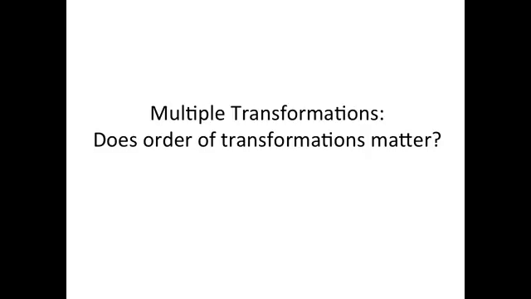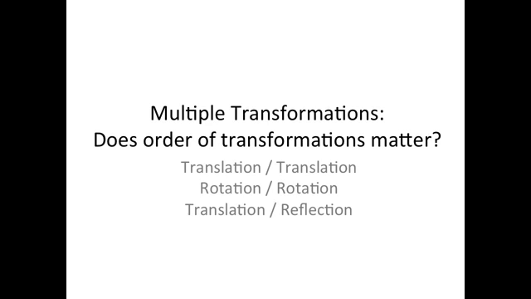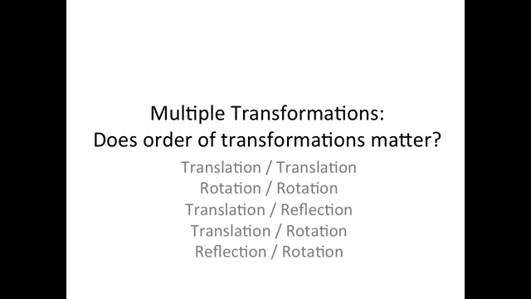Today's lesson is on multiple transformations and asking the question, does the order in which we do the transformations matter to the end result? There are only 6 different combinations of 2 different transformations one can do. You can do 2 translations, 2 rotations, a translation and a reflection, a translation and a rotation, a reflection and a rotation, and 2 reflections. This lesson is going to go over the first 5. Reflection and reflection we will go over in a different lesson.